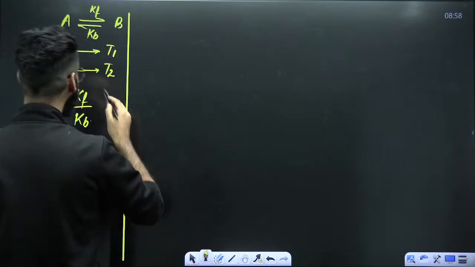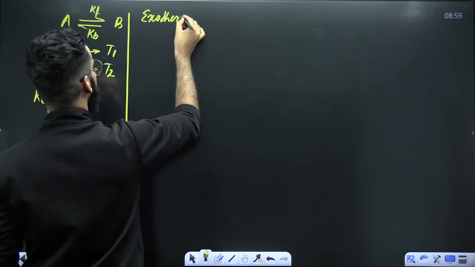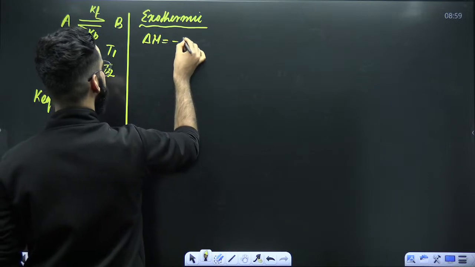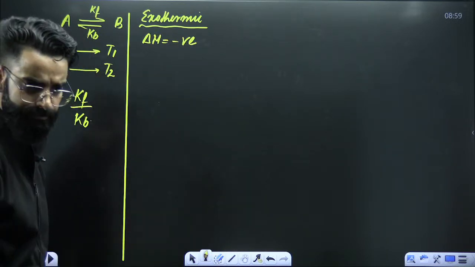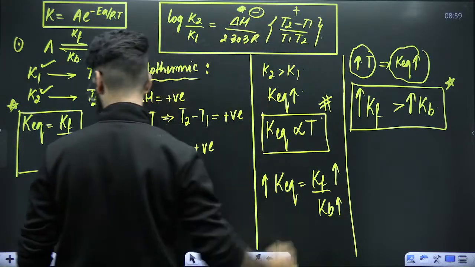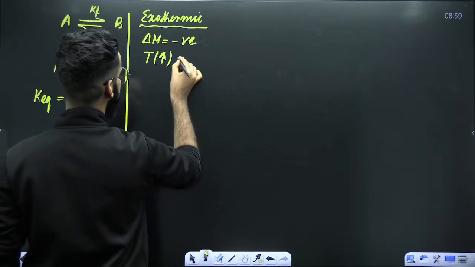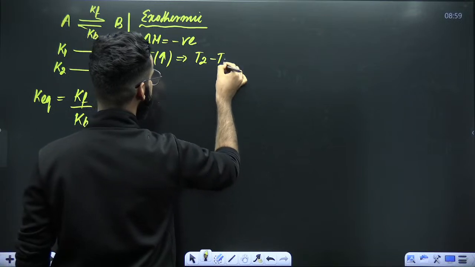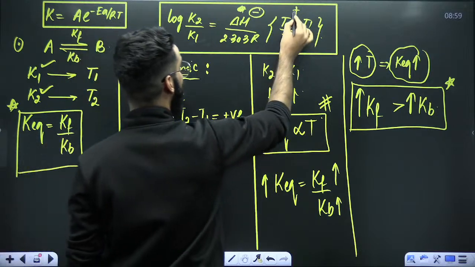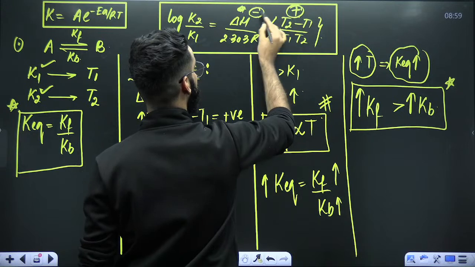Now, try to understand. For example, assume that this particular reaction is exothermic. If this particular reaction is exothermic in nature, what does that mean? That means delta H value has to be negative. If reaction is exothermic, means delta H is negative. Now, imagine that you are increasing the temperature of the reaction. If you increase the temperature of the reaction, T2 minus T1 is coming out to be positive. This term is negative. So positive times negative makes it negative.